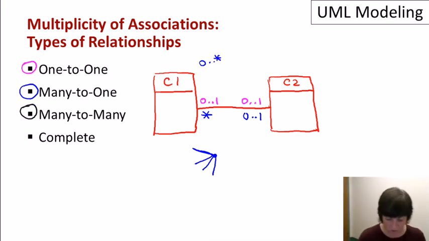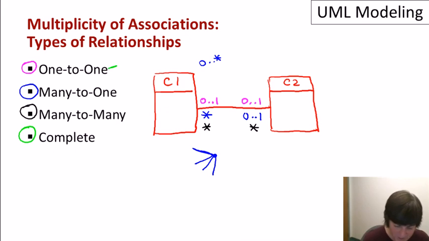Many-to-many has no restrictions on the relationship, so that would be a star on both sides. Pretty simple. And the last concept is the idea of complete relationships. So a complete relationship is complementary to these others. It says that every object must participate in the relationship.